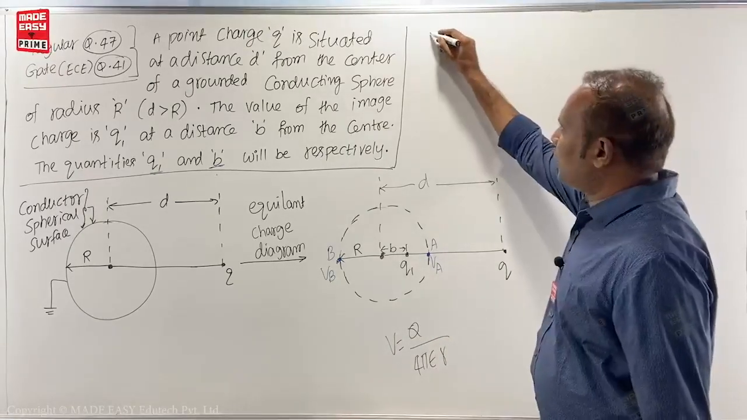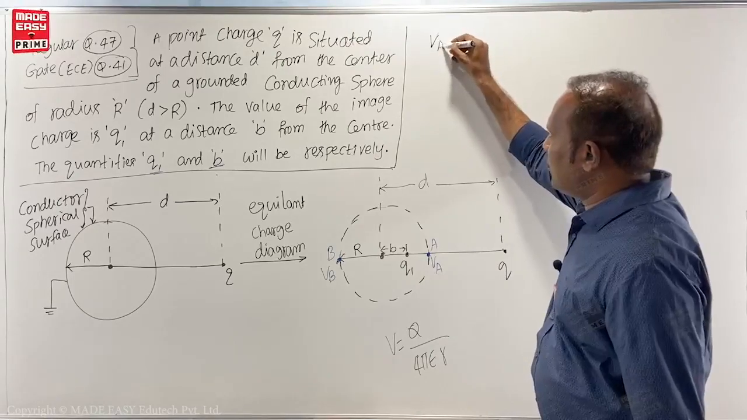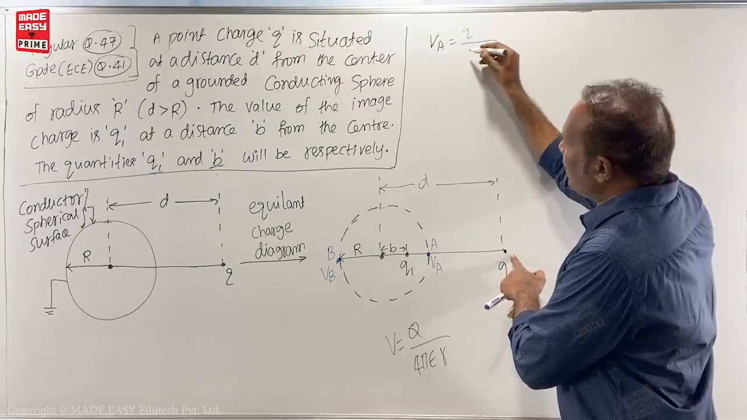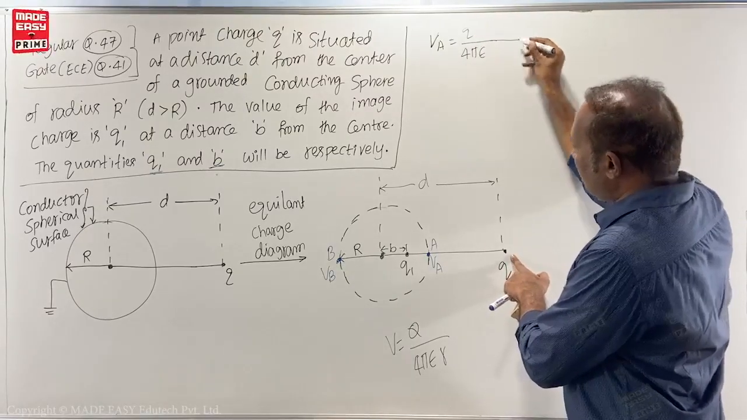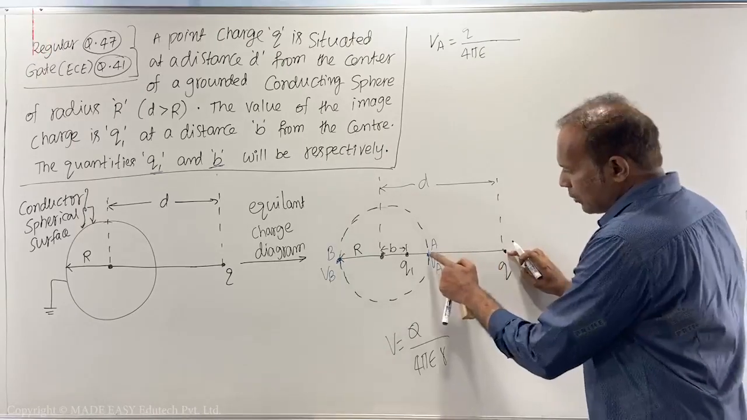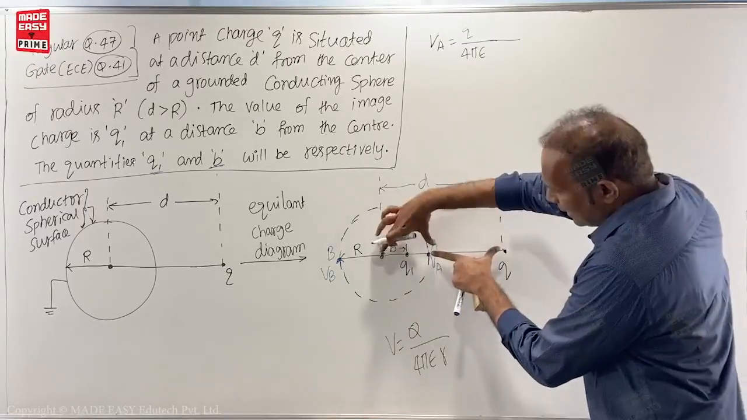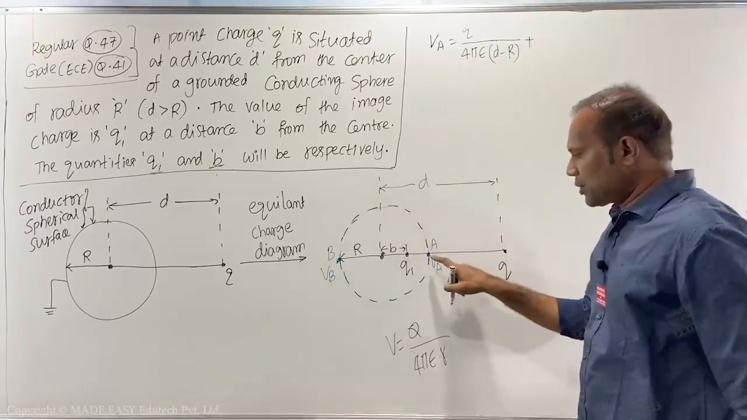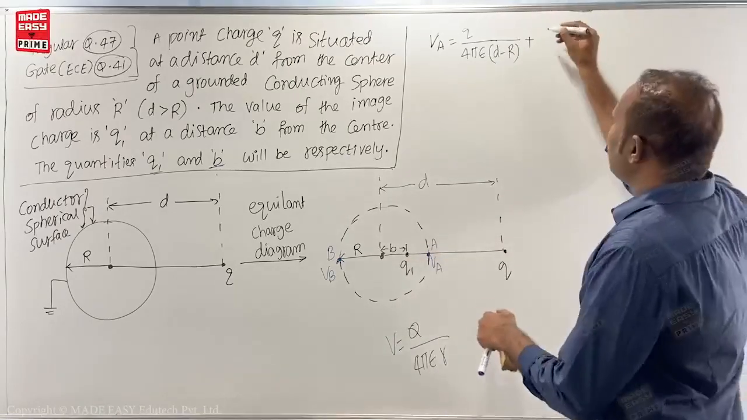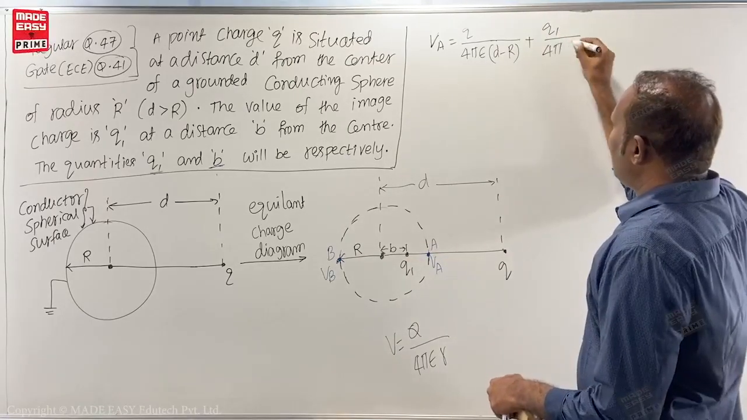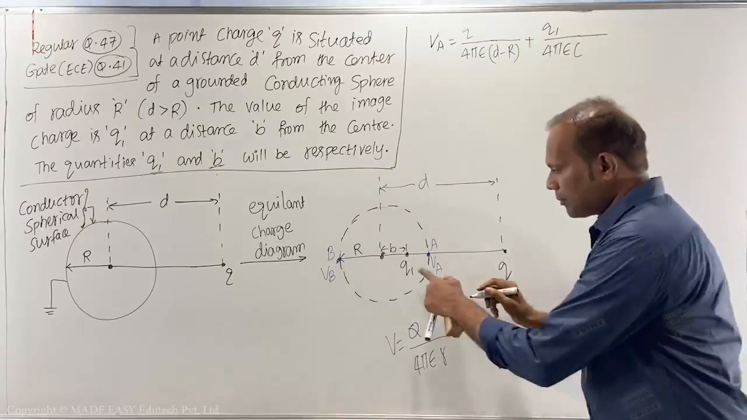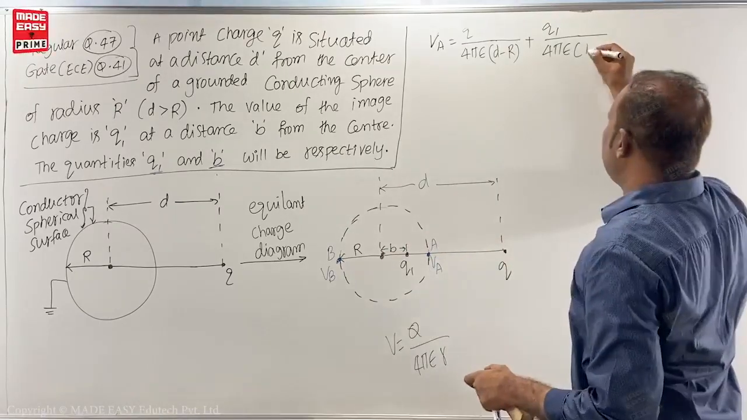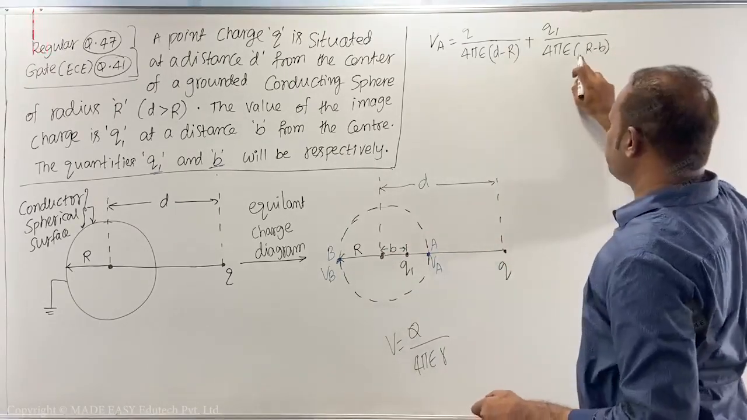Now the total potential at location A is equal to the potential at this location due to the discharge, which is Q divided by 4 pi epsilon, where the distance from the charge location to the potential location is D minus R. This is D minus R. Now plus the potential at this location due to the discharge, which is Q1 divided by 4 pi epsilon, where the distance from the charge location to the potential location is R minus B. So it is R minus B.